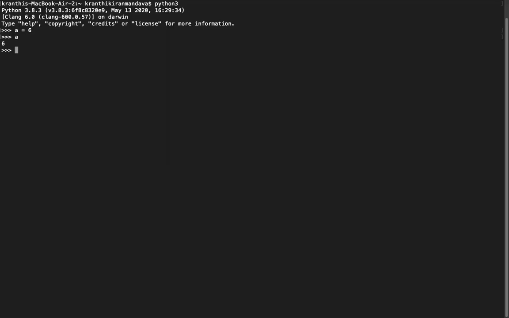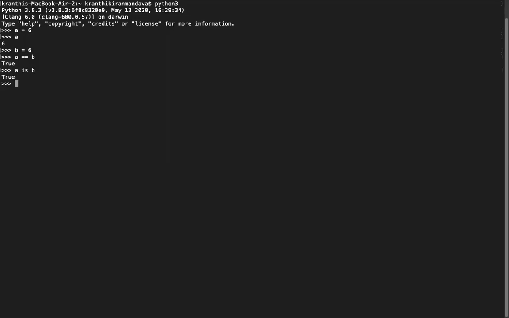Right. That is the reason why I'm giving a is equal to 6, and next I'm giving b is equal to 6. Now consider this. If I say a double equal to b, what are you expecting here? True, right? Fine. Now if I say a is b, what are you expecting here?